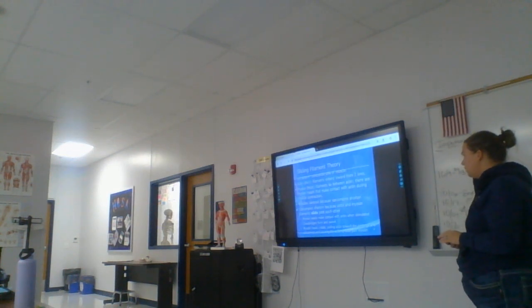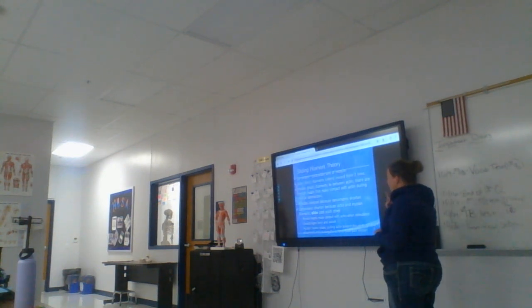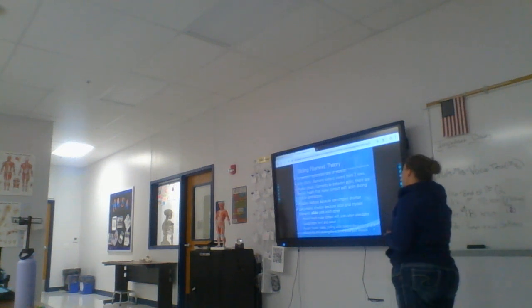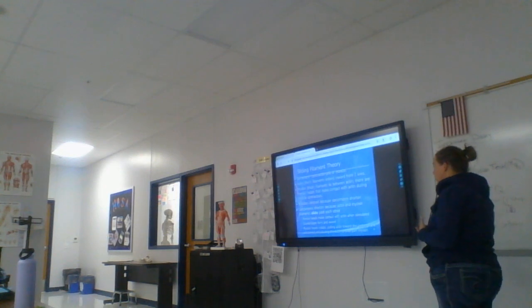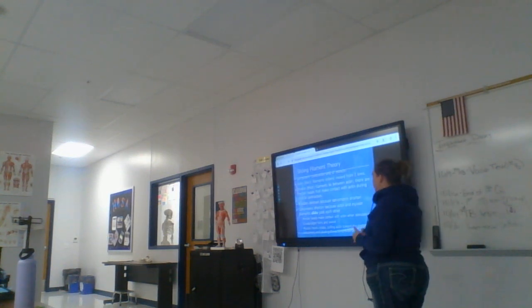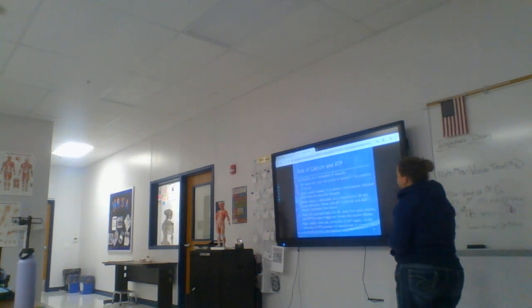The sarcomeres shorten because actin and myosin filaments slide past each other. That is why it is called the sliding filament theory. The myosin heads make contact with actin when stimulated. A cross bridge is formed and they swivel around, and the myosin heads rotate, pulling the actin towards the center. So again, the same picture is showing you the muscle fiber, the outer covering there, the tendon, and the muscle contraction.